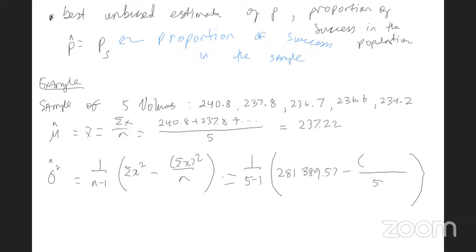What was the sum of x before? 2, 4, 6, 8, 10. Jude, you put the comma in the wrong place. 1186.1, right? And then when you square it, you work it out. What did you get for the whole thing?